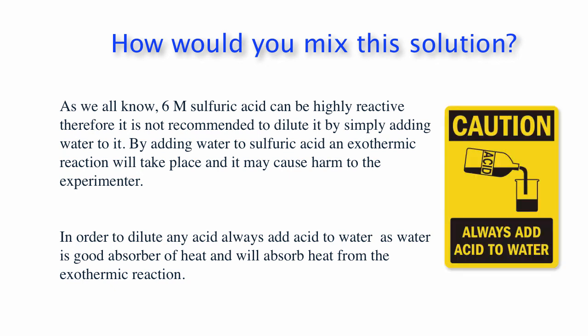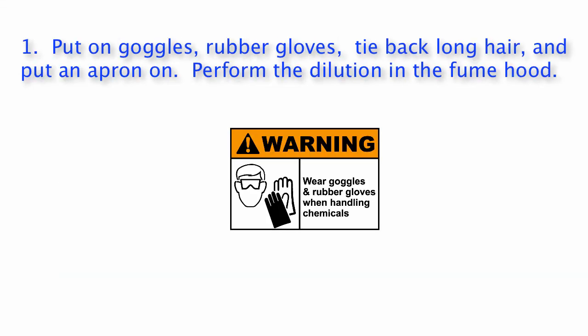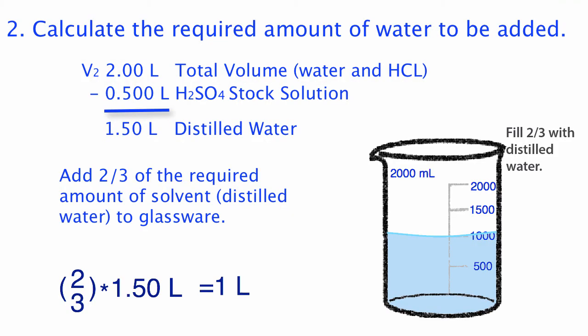In order to dilute any acid, always add acid to water, as water is a good absorber of heat and will absorb heat from the exothermic reaction. Step 1. Put on goggles, rubber gloves, tie back long hair, and put an apron on. Step 2. Calculate the required amount of water to be added.